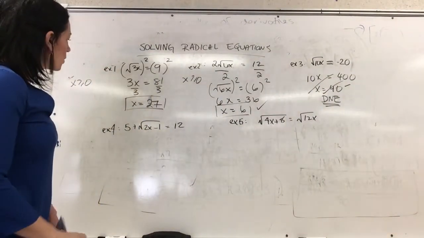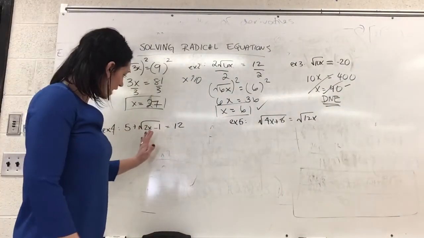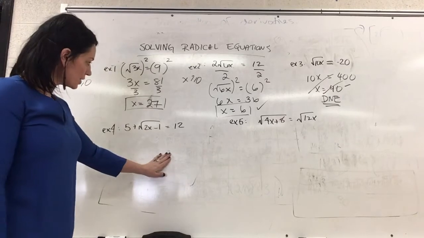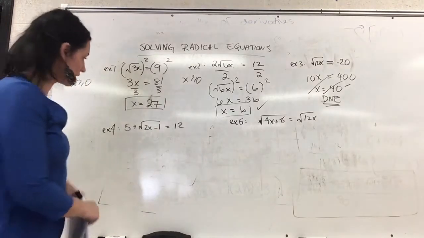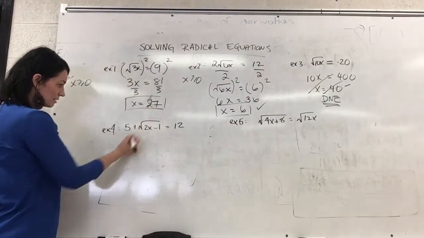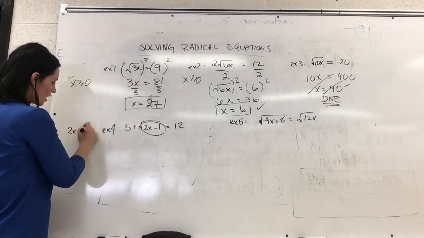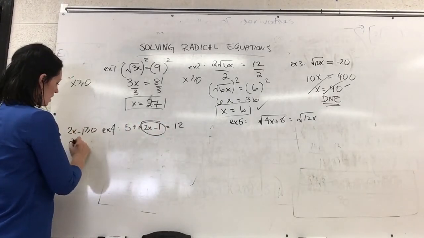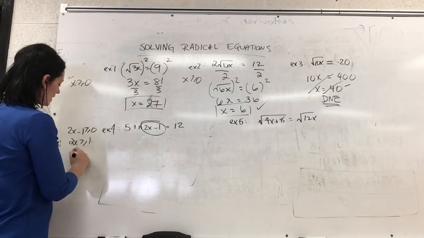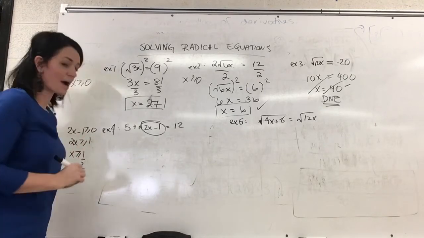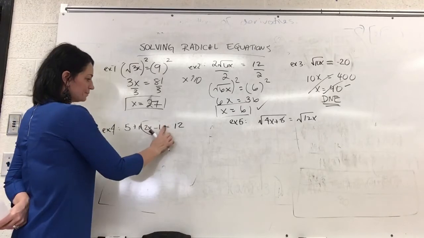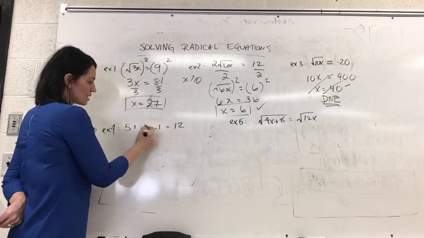Okay, something here. So remember, trying to solve for x, okay? So what I want to do, first of all, I could state this restriction. Whatever's underneath the radical has to be bigger than or equal to 0. So 2x minus 1 has to be bigger than or equal to 0. So 2x has to be bigger than or equal to 1. So x has to be bigger than or equal to a half. That's my restriction.